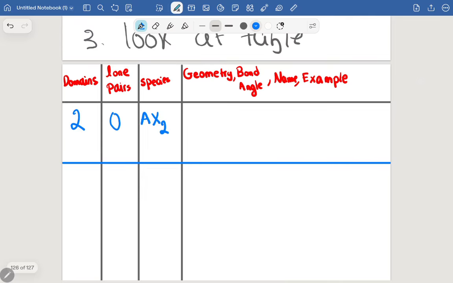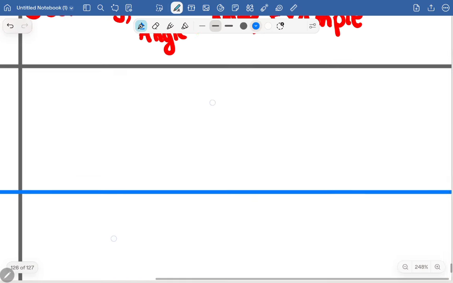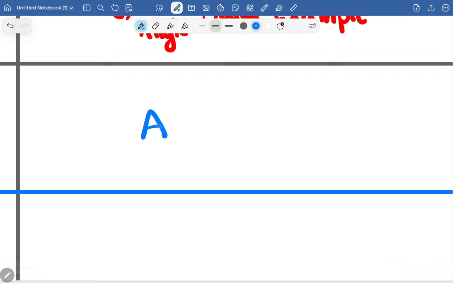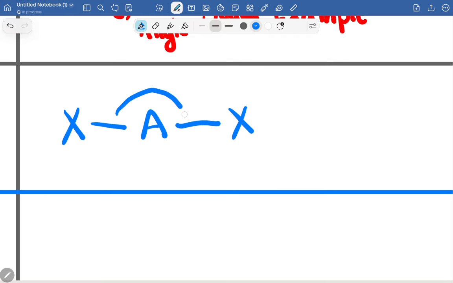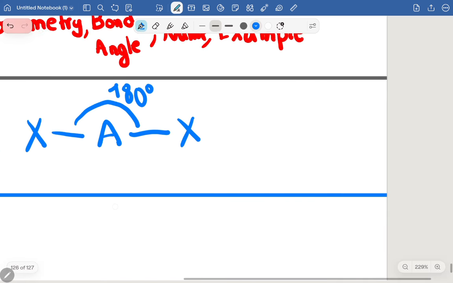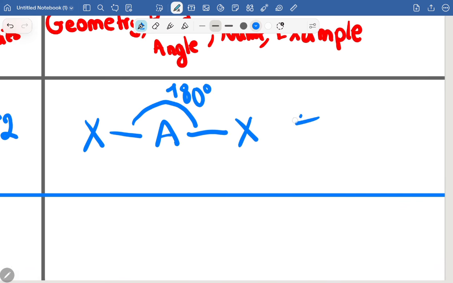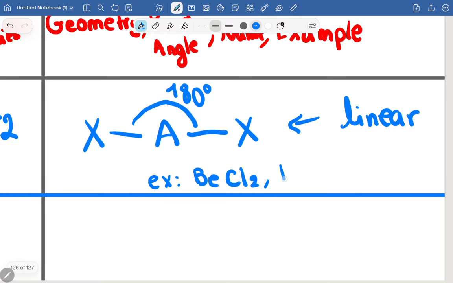Now, let us draw the structure. For AX2, we start with the central atom A, right? It will have the bonded pair, right? And how much will be the angle? The angle here is going to be 180 degrees, okay? The name of this is a linear bond, okay? Some examples of this are BeCl2, BeH2, etc. Stuff like this.